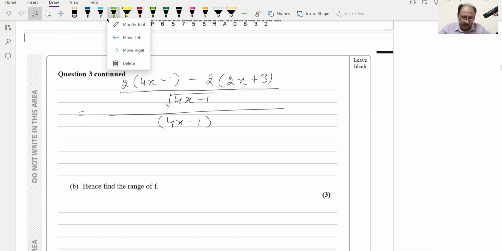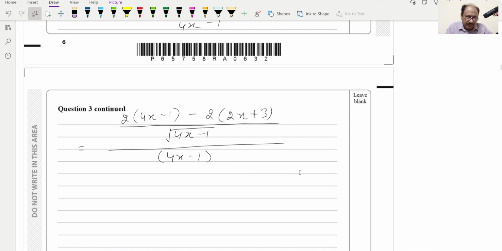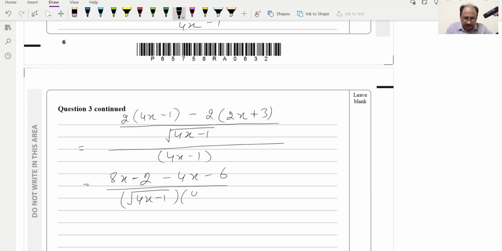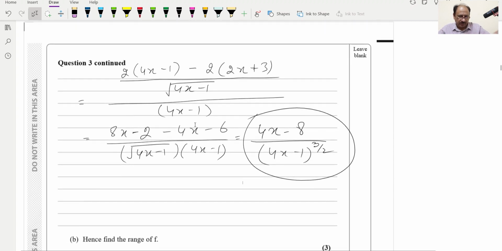This is basically the B part which I have copied over here, so I'll move it a little lower. So we can rearrange after opening brackets. It will be 8x minus 2 and minus 4x minus 6 over, we can write this as 4x minus 1 root and in brackets 4x minus 1, and this will be equal to 8x minus 4x, which will be 4x minus 8 over 4x minus 1 raised to the power 3 by 2, and this will be basically our final solution which we are done with.